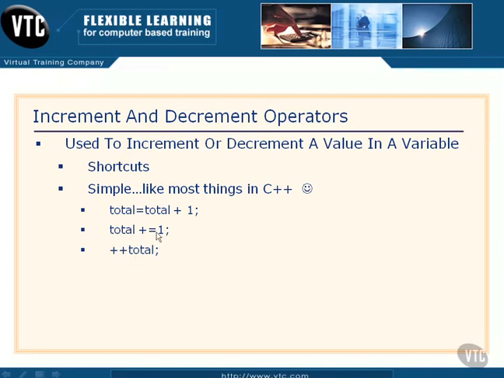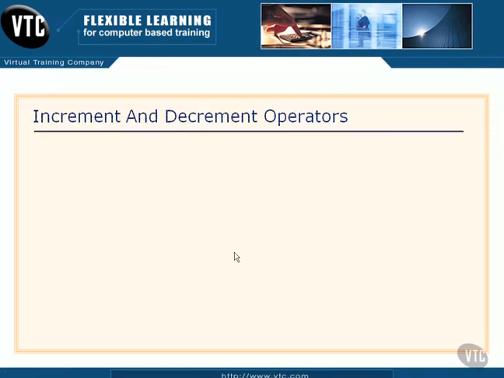Total plus equals 1. Notice everything's on the right side. Here, total plus 1. Everything's on the right side of the variable. But when I did it this way, notice my plus plus went on the left side. And this can be huge because if I put it on the right, it totally changes the way this works. So increment and decrement operators can be used in two ways. And this is what you really need to understand about these.